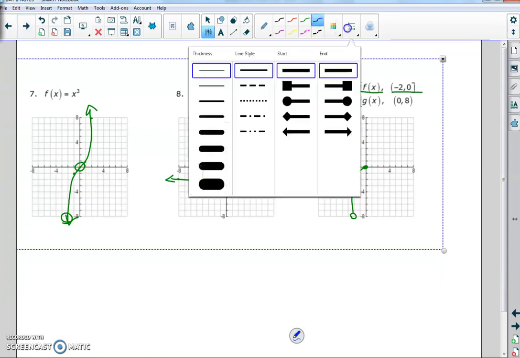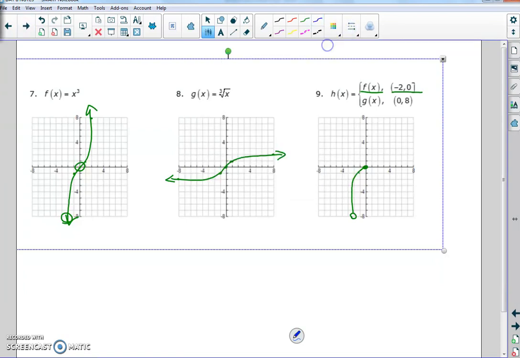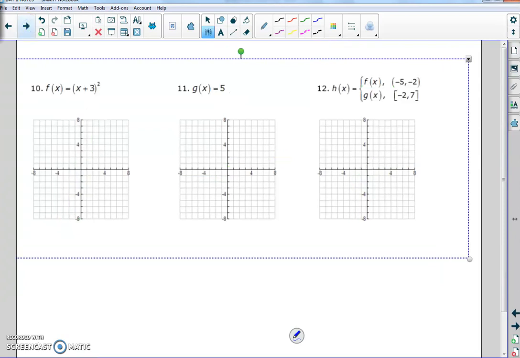Then from 0 to 8, I want to go here. If I plug in 0, I should have an open circle, but I've already got a dot there, so I don't really have to worry about that part. Then I go to 1. And then I go to 8, which I know my graph does. And I want an open circle at 8 because I have a parentheses.